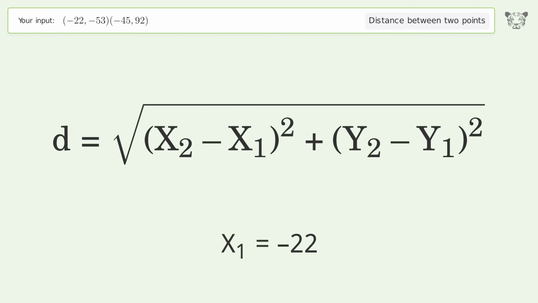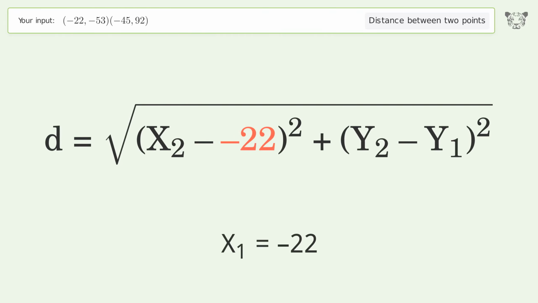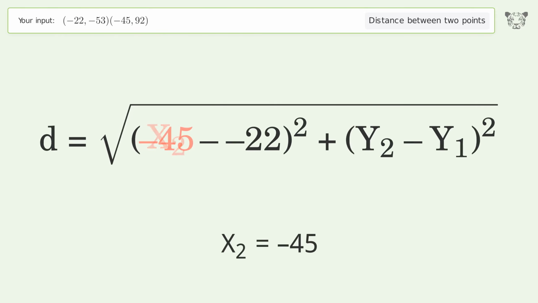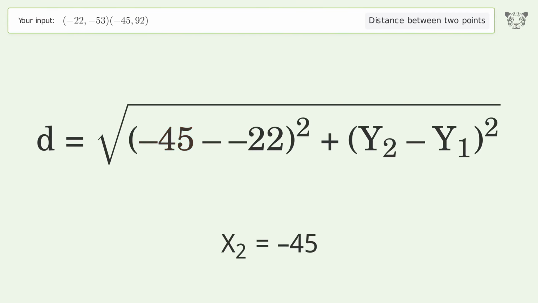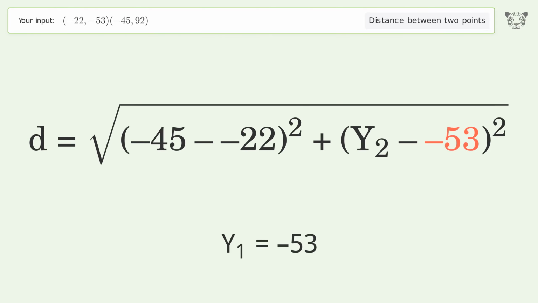x1 equals -22. x2 equals -45. y1 equals -53. y2 equals 92.